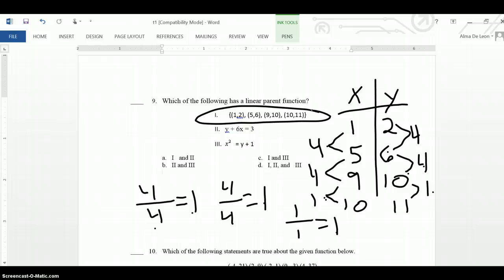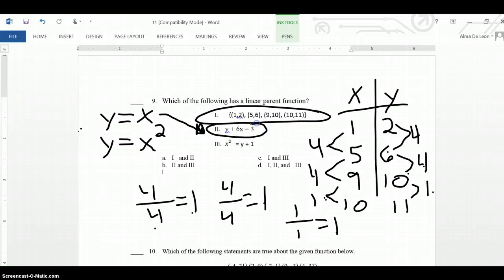Number 2 and number 3, I'm giving equations. Now remember, just like you only have 2 biological parents, you have 2 parent functions in algebra 1, y equals x and y equals x squared. In number 2, does it look like y equals x, since that is a parent function of a linear function? Yes, it does. So number 2 is linear. How about number 3? Number 3 looks more like a quadratic function. So 3 is not linear. My answer choice is 1 and 2, so my answer is A.